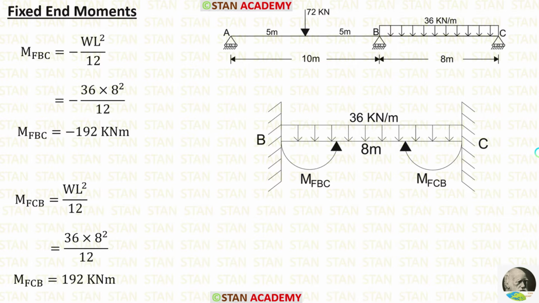Now let us make the fixed end moments in the span BC. In the span BC, we are having UDL acting for the full span. We already saw the formula for the fixed end moments. Minus WL square upon 12 and WL square upon 12. Let us apply the values inside the formula. W is 36 and L is 8. After applying, we are getting M of BC is equal to minus 192 kN meter. M of CB is equal to 192 kN meter.